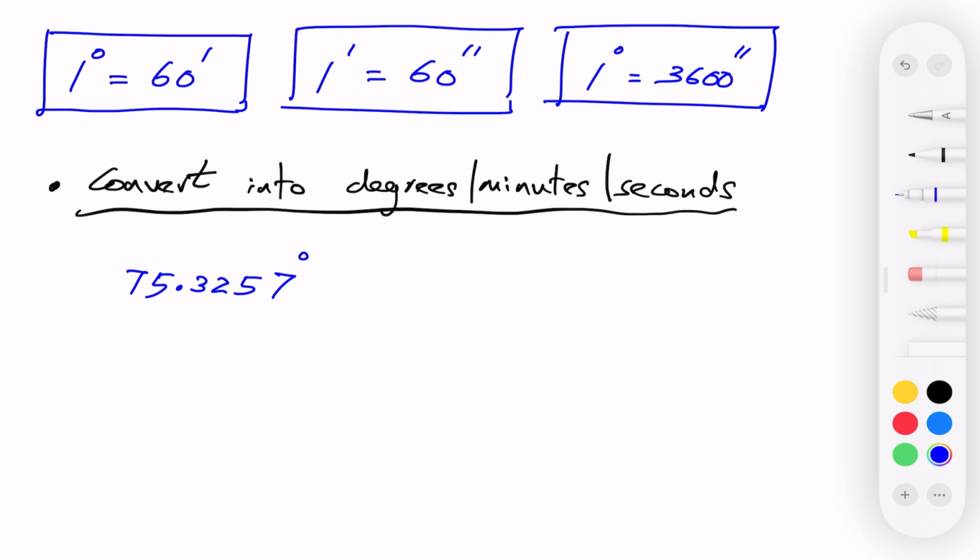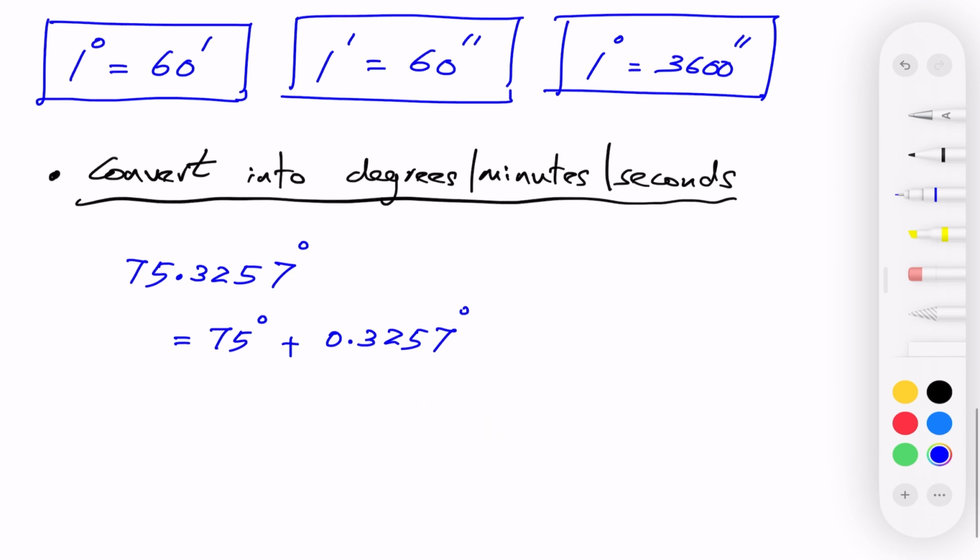Well, we have 75 degrees already. In addition to that, we have 0.3257 degrees. Now I need to convert only this decimal part of degrees into minutes and seconds. Of course, it doesn't make sense to convert the integer part into minutes and seconds. So we're going to keep 75 degrees as it is.